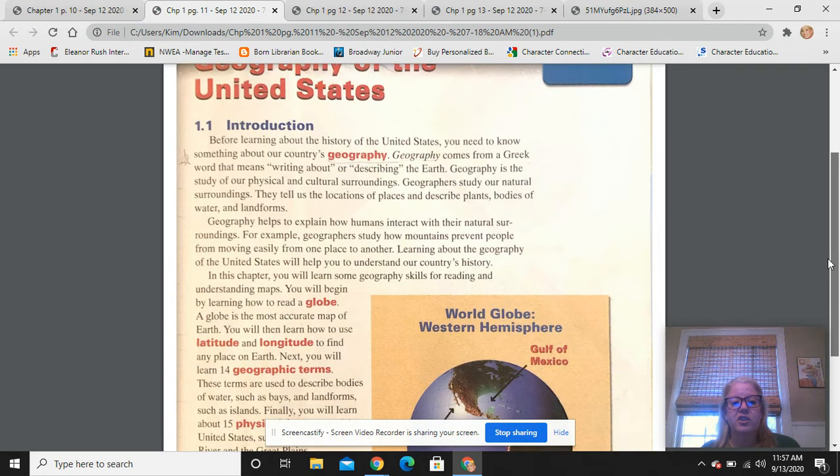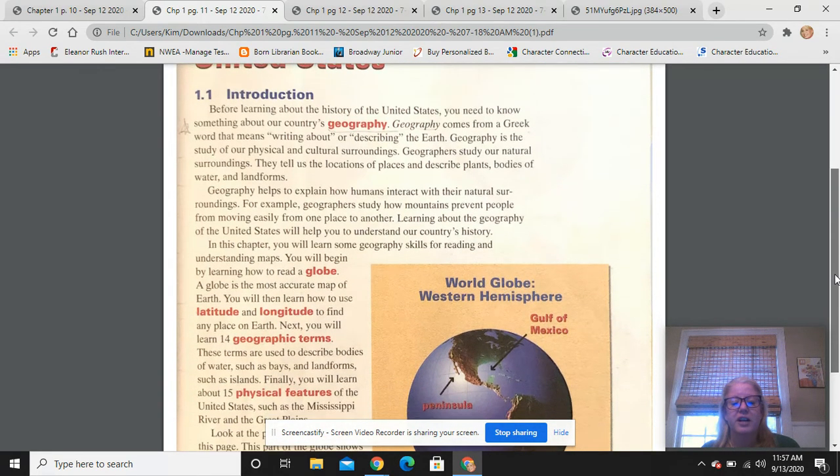Now, in the first section of our chapter, which is the introduction, we're going to talk a little bit about what geography is, what that word means. And we're going to do a little bit of introduction about some terms or some words that you might hear throughout the chapter that have to do with geography.